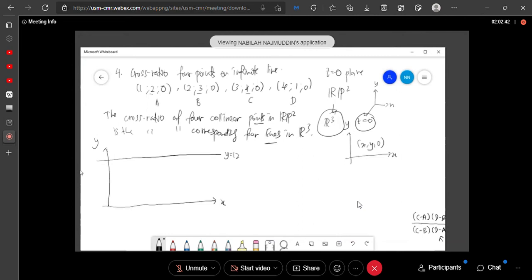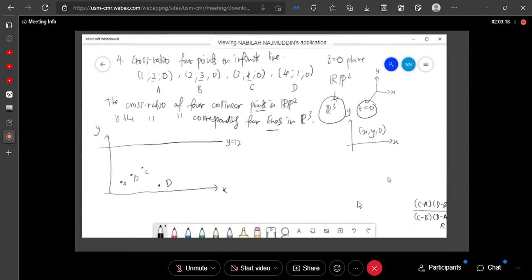Okay? So if you have to picture these 4 points on this R3, why I put x and y only? Because z equals 0. So we have 3 points A, B, C. And then we have one, so we put it over here. So say this is D. Logical, right? Coordinate x, y, 0: 1, 2, 2, 3, 3, 4, 4, 1. Roughly only.